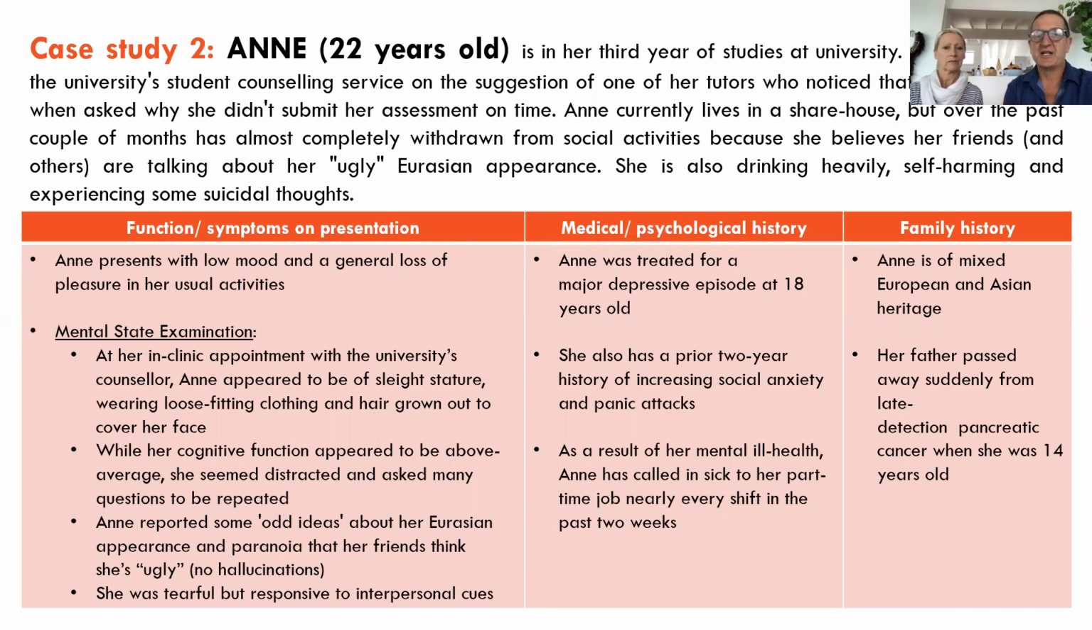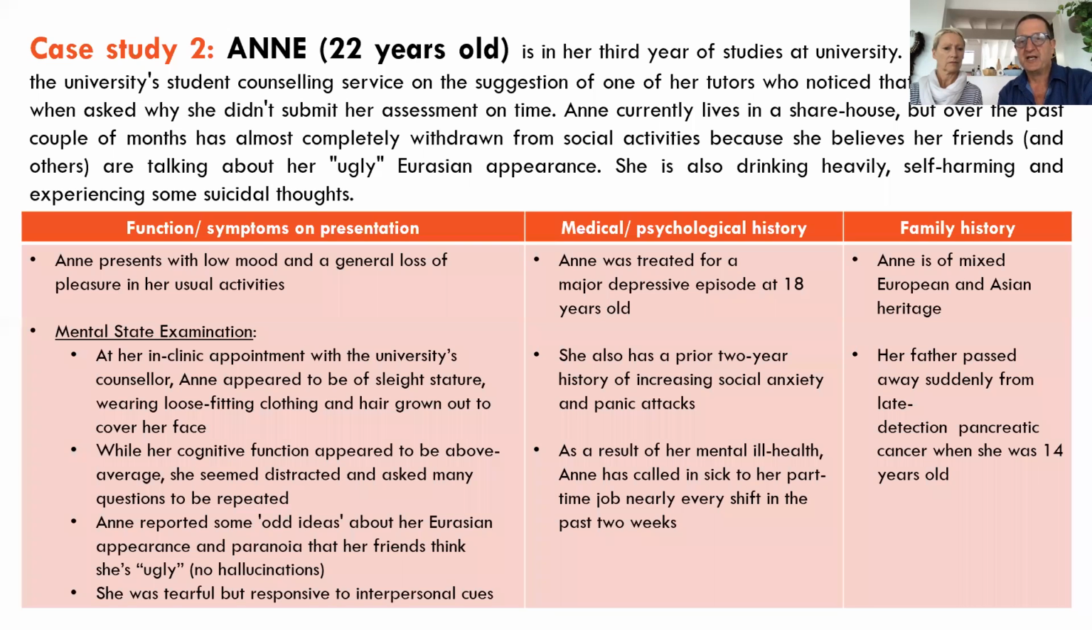She's currently in a share house, has become more withdrawn, and believes her friends and others are talking about her ugly Eurasian appearance. She's also drinking heavily, has begun to self-harm and has some suicidal thoughts. So here you have that classic situation of other people really noticing that the person's not functioning in a post-school environment, despite having transitioned successfully from school to that period. She appears to be deteriorating in functioning, more self-preoccupied, more withdrawn, with more alcohol and other comorbidity, other coping strategies or comorbidity developing that suggest greater risk. So when she comes to care, you see someone with low mood and a real loss of pleasure in their usual activities.